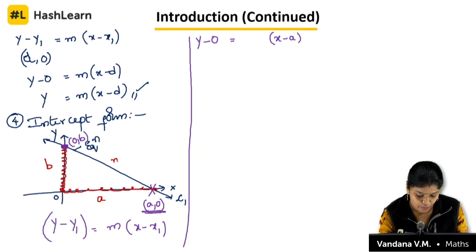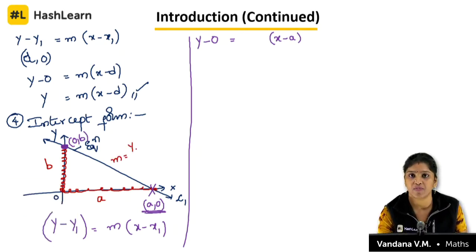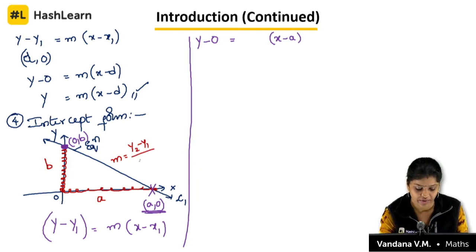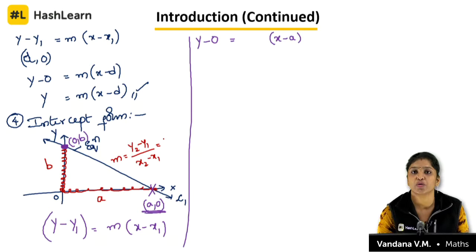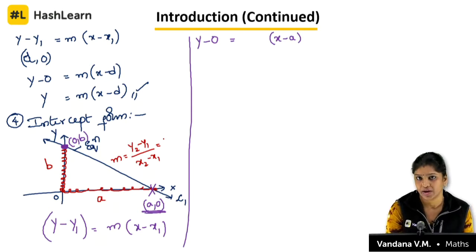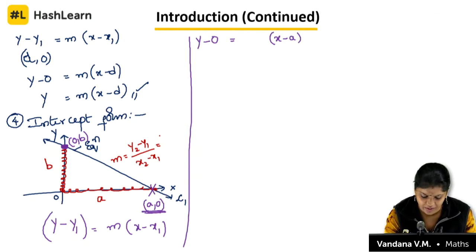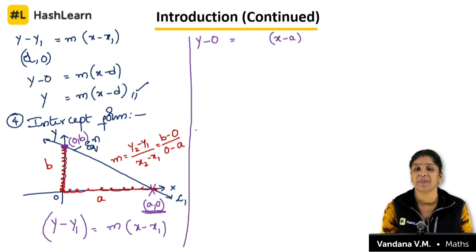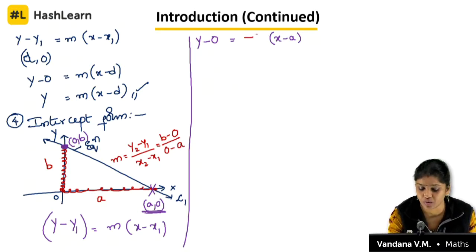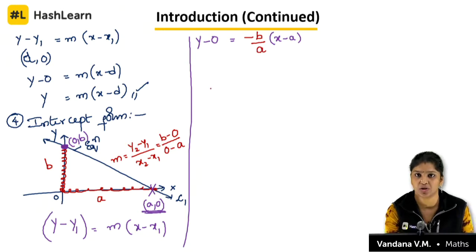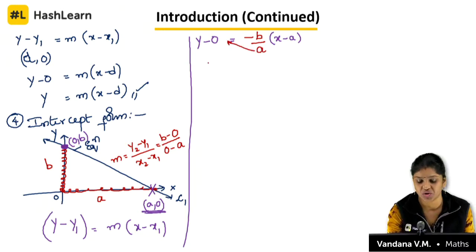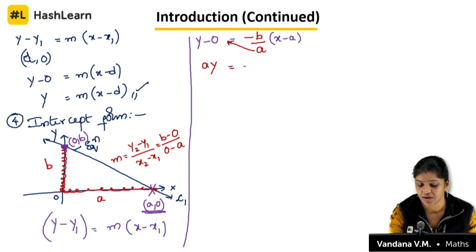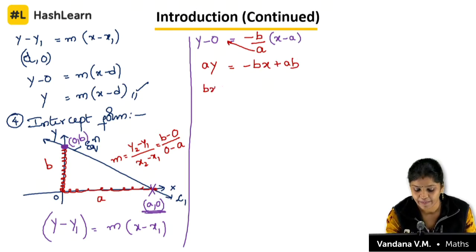Whenever we have 2 points, the slope formula is m = (y2 minus y1) by (x2 minus x1). If you do it like that, y2 minus y1 is 0 minus b, and x2 minus x1 is a minus 0, or however you want, you can write b minus 0 by 0 minus a, that is minus b by a is the slope. Now, just do the cross multiplication, you will get ay = minus bx plus ab. Bring it to one side: bx plus ay = ab.